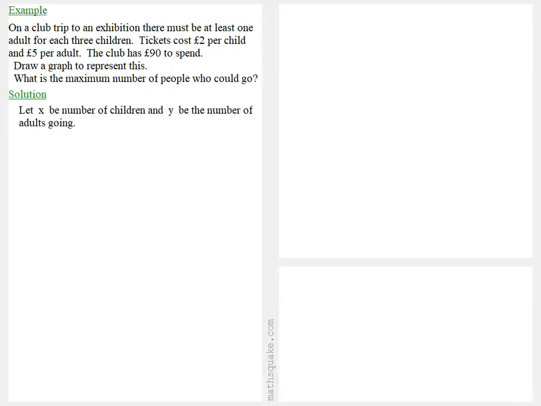Well, to solve this, let x be the number of children and y be the number of adults going. And let's shade out any unwanted regions. Now we have the following equations. x ≥ 0 and y ≥ 0. Now there must be at least one adult for each 3 children, which means x ≤ 3y. Now the cost of tickets will be £2 times the number of children plus £5 times the number of adults. So 2x + 5y ≤ 90.